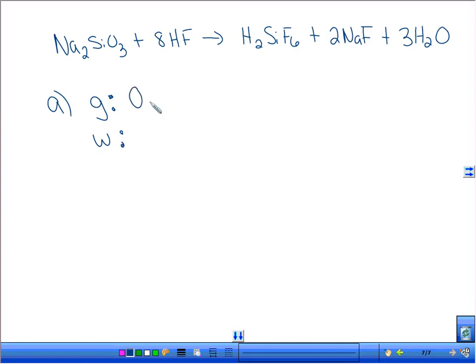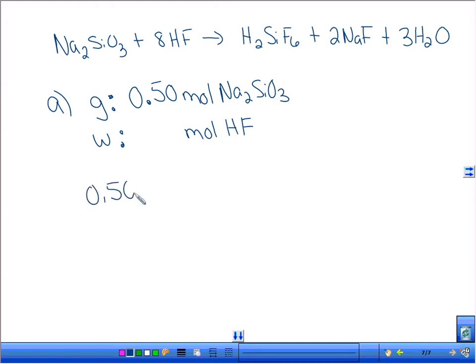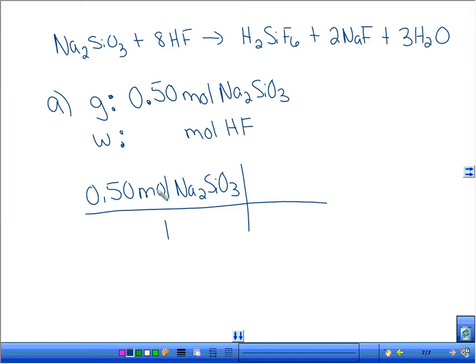Our beginning information is that we are given 0.5 moles of sodium silicate, which is Na2SiO3, and you are looking for moles of hydrofluoric acid. So there's our beginning, and this is where we want to end. We always begin, just as we begin any problem, by taking our given and putting it over 1. And just as in any other problem, this is going to go down to the side.